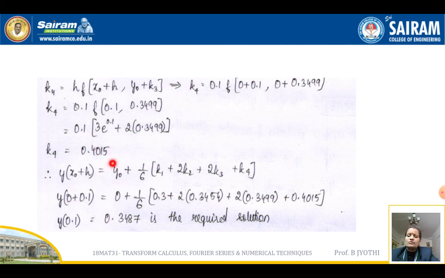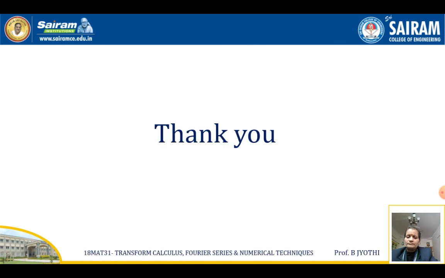0.4015. So computing all the 4 values of k1, k2, k3 and k4, we have y of x0 plus h. That gives us, on simplification and substitution, 0.3487. This is the required solution. Thank you.